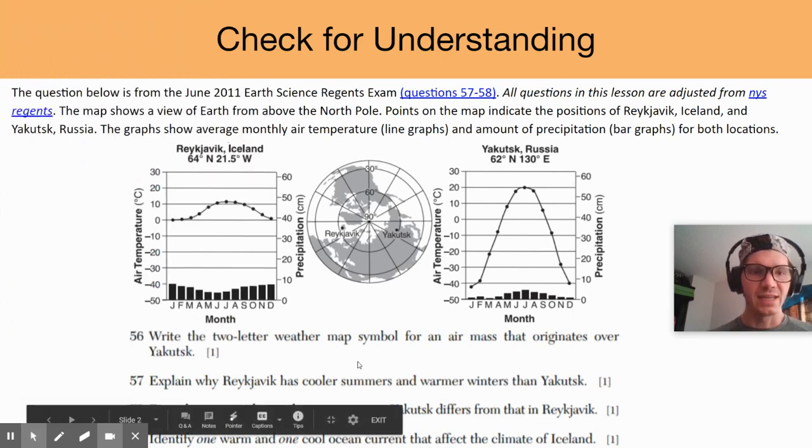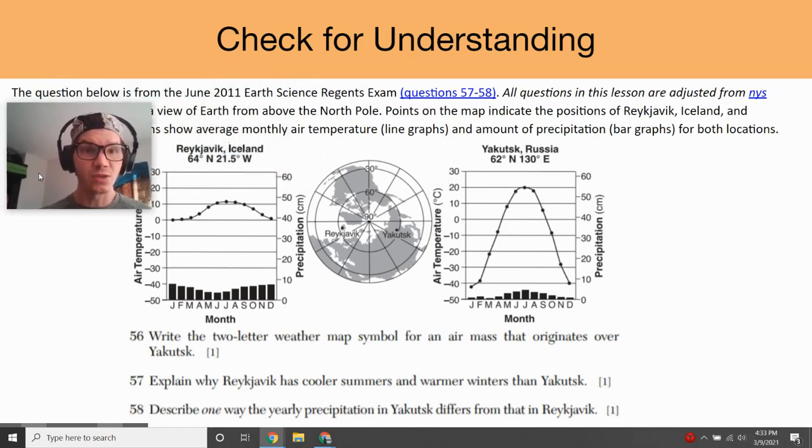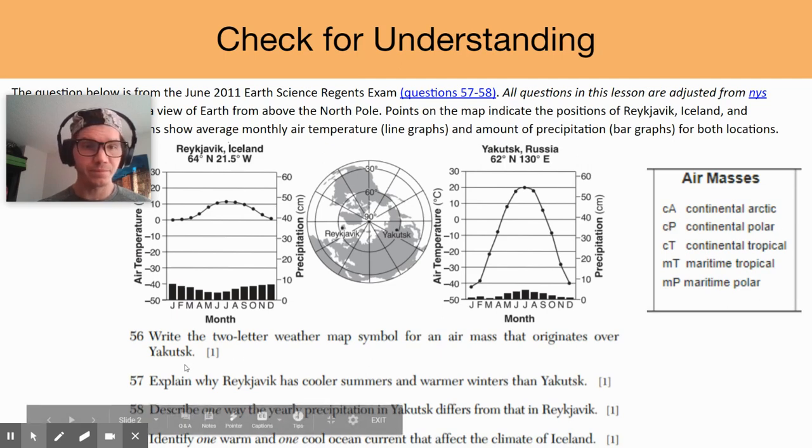Question 56 says, write the 2-letter weather map symbol for an air mass that originates over Yakutsk. On page 13, we have our table of air masses. You'll notice that Yakutsk is forming on a continent. It's not forming near any bodies of water, and it's fairly close to the pole. So the best option here would be continental polar.